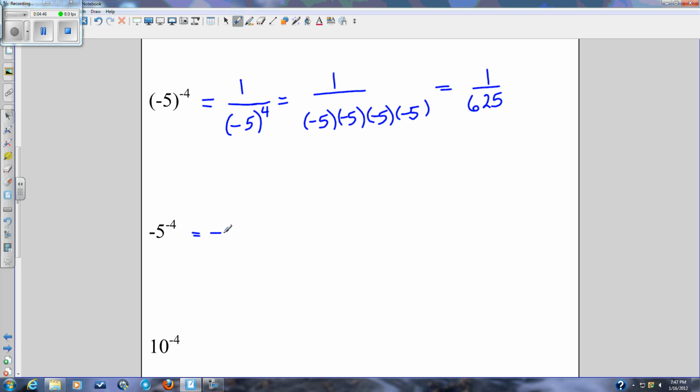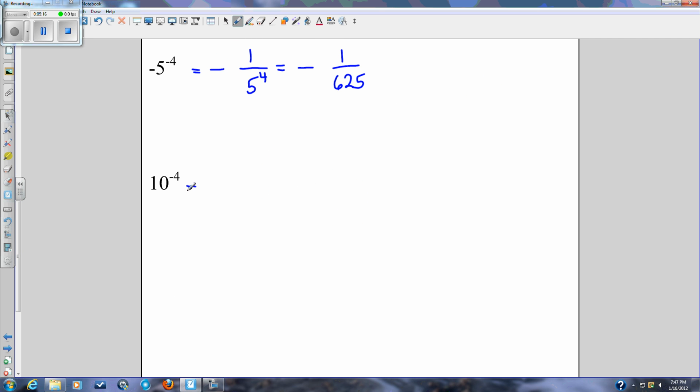The next one, we have the negative, but it's not in parentheses, and then 5 raised to the negative 4 power. This is like just keeping the negative in front of the problem and writing it as 1 over 5 to the negative 4. Or I'm sorry, positive 4 now. And so that turns into keeping that negative and just bringing it along for the ride. We have 1 over 625.